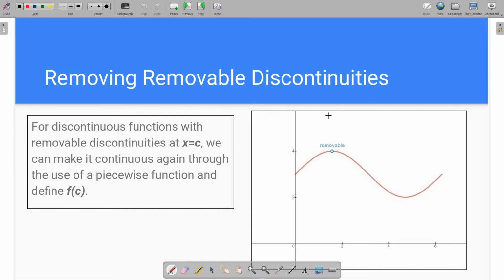Removing removable discontinuities. Two negatives make a positive. So if you ever want to fill in, or for whatever reason need to fill in a removable discontinuity, the quickest way to do that is to make a piecewise function, and then at the point of the discontinuity, redefine what that point is. So like, let's say this is f of x is equal to, and then you'll have the sinusoidal function up top, and then you can just literally say 4 at x equals, that looks to be approximately 2. And so you can define that point at specifically that x value. That's how you can remove a removable discontinuity.